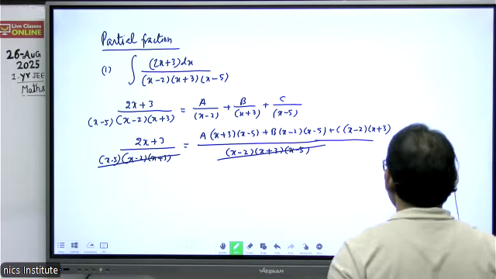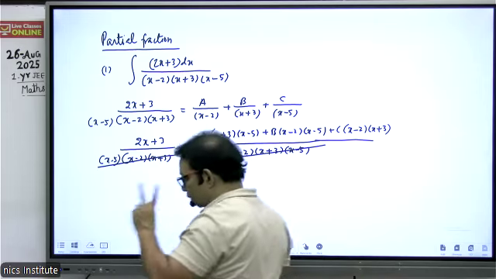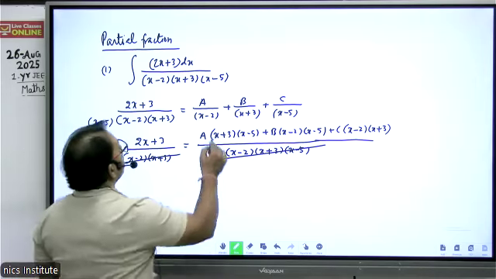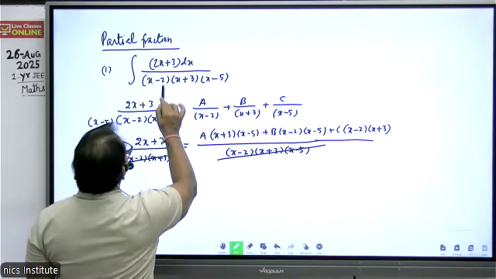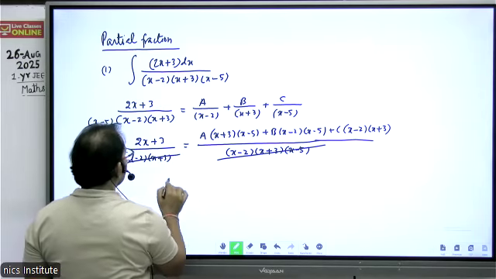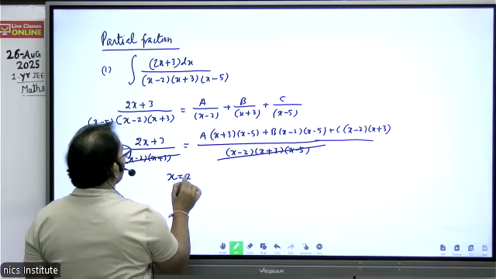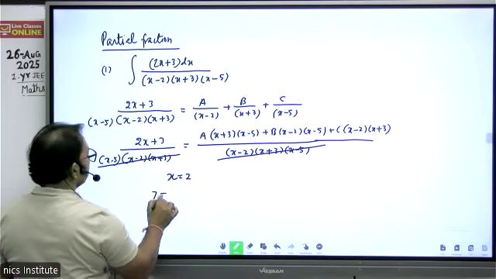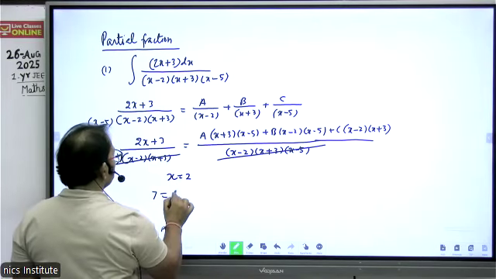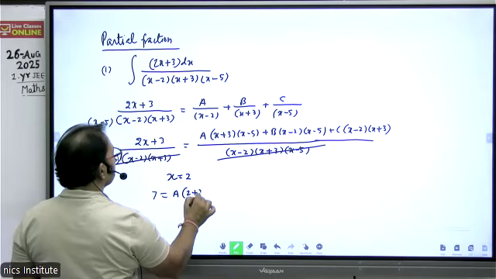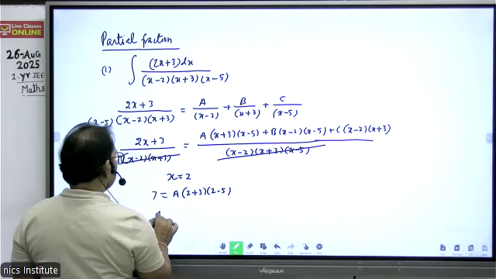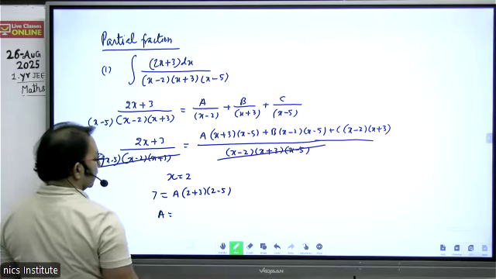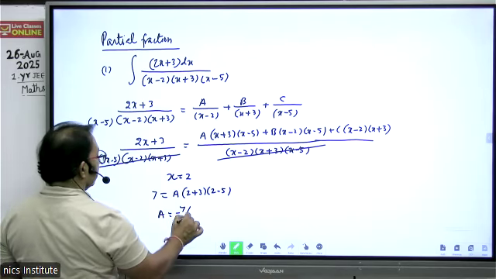So now you can find A, B, C. There are two ways. One method is by substituting zeros of linear factors. Now we have three factors, x minus 2, x plus 3, and x minus 5. I can substitute x is equal to 2 in this identity. So it will be 2 into 2, 4 plus 3, 7 on the left side. When I substitute x is 2, 2 minus 5. So what is A? 5 into minus 3, minus 15. 7 by 15 is A.